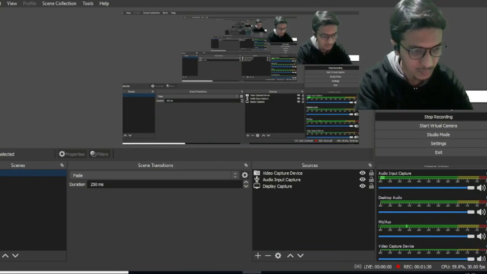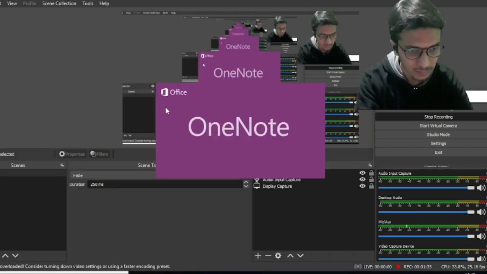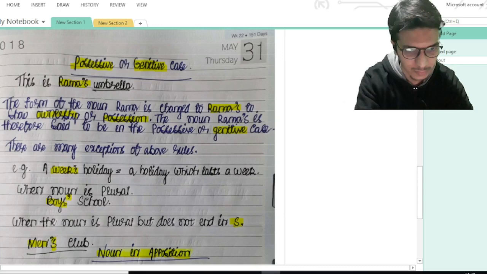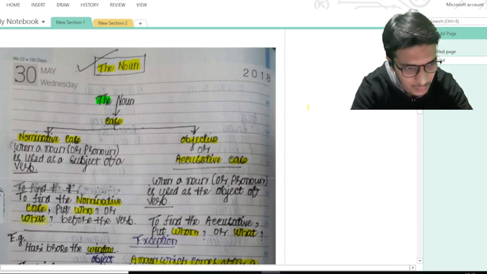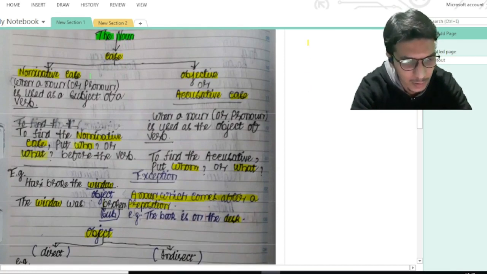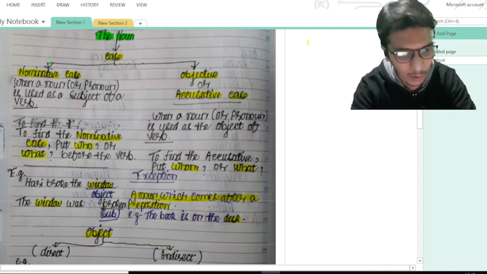In this part we won't solve any questions or exercises. We will discuss various kinds of noun, and this is the last part of noun, parts of speech. Noun has two cases. One is nominative case and another one is objective or accusative case.